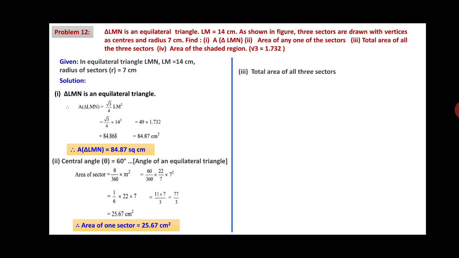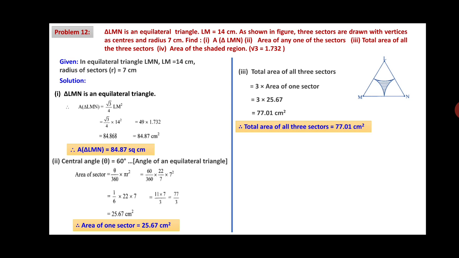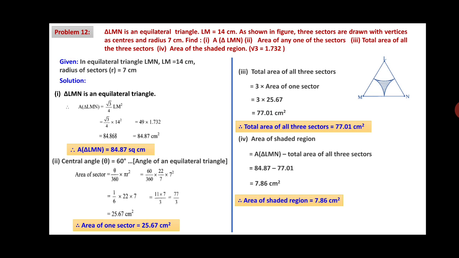Friends, total area of all the three sectors will be equal to 3 into area of the one sector. So 3 into 25.67, which will be 77.01 centimeter square. So total area of the three sectors is equal to 77.01 centimeter square. The area of the shaded region is equal to area of triangle LMN minus total area of the three sectors. So 84.87 minus 77.01, which will be 7.86 centimeter square. Therefore area of the shaded region is equal to 7.86 centimeter square.